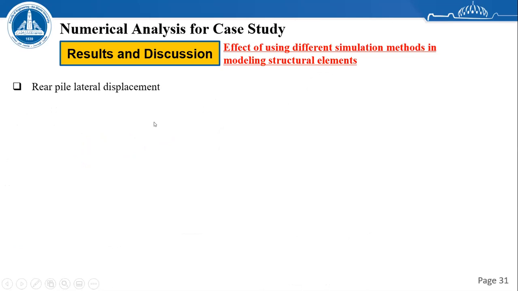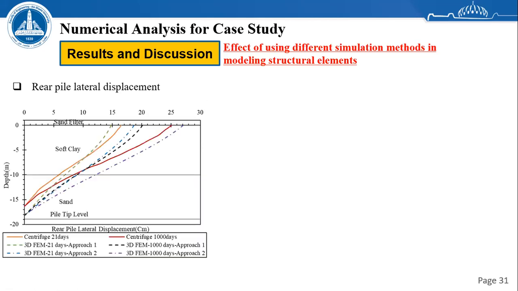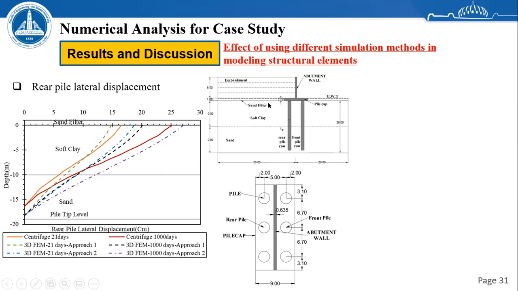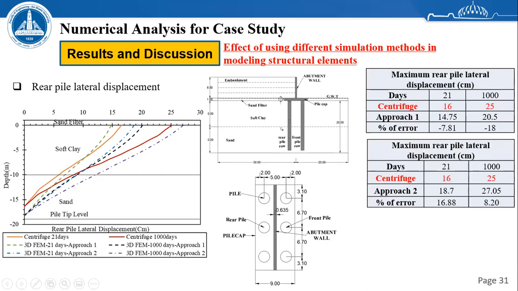Second, we use the rear pile lateral displacement also in the comparison between the centrifuge model and the numerical modeling. The rear pile is the pile near to the embankment. The value of the maximum lateral displacement at 21 days equals 16 centimeters and at 1,000 days equals 25 centimeters. The percentage of error in the simulation using approach one was equal to negative 18 at 1,000 days, while the percentage of error in approach two was equal to 16.8 at 21 days.